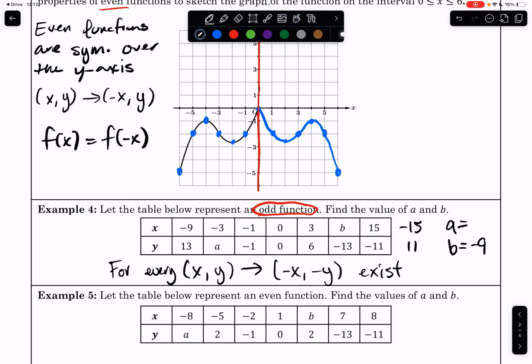Now, what is the value of a going to be? Well, here, when x is equal to negative 3, the y value is a. If x is equal to negative 3, that means that when x is equal to positive 3, it's going to have the opposite y value. So here, at positive 3, the y value is 6. So at negative 3, the a value or the y value here would have to be negative 6, the opposite number. So this is the value of a and b.